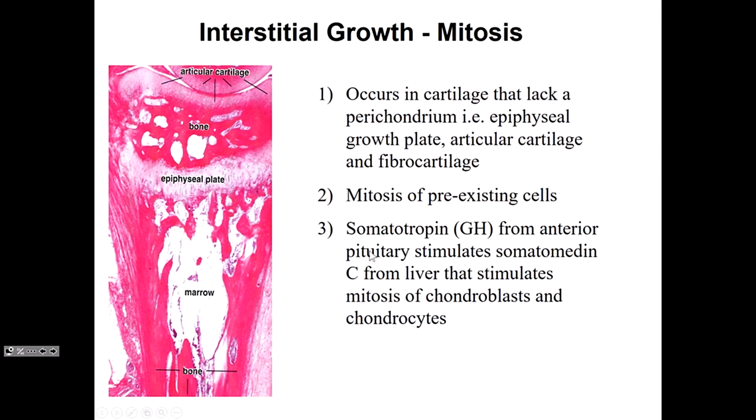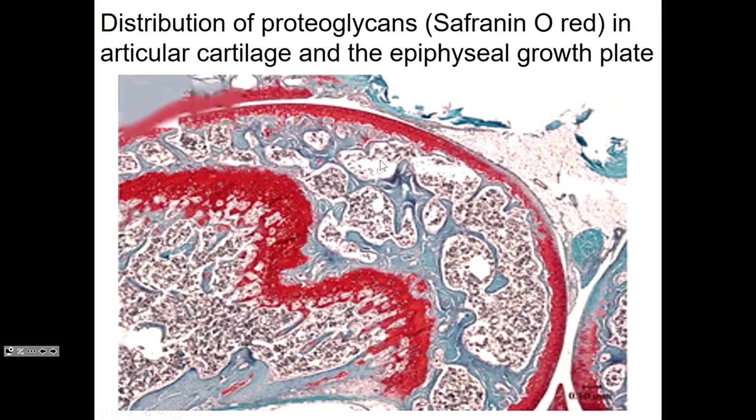Interstitial growth occurs as a function of growth hormone from the pituitary, stimulating somatomedin C from the liver, which makes its way through the vasculature to these locations where it will stimulate proliferation of pre-existing chondroblasts and chondrocytes. So here's an example of interstitial mitosis. We can see the articular cartilage stained in red and the epiphyseal growth plate stained here in red. So these two locations represent two of the three examples of interstitial mitosis, interstitial growth of the cartilage.